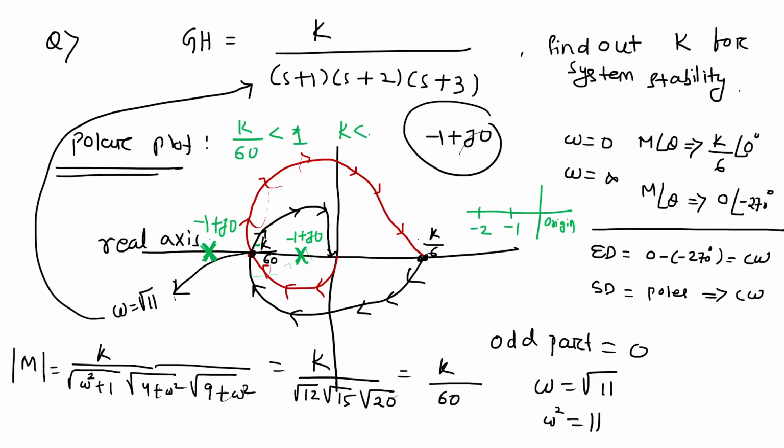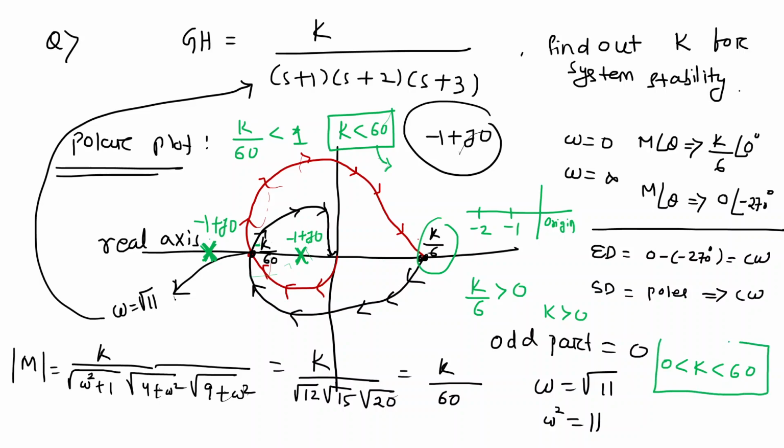So it means the K value should be less than 60. Okay. So this is the one range you got, K less than 60. The other range is what? This K by 60 should be greater than 0. It means K should be greater than 0 and K should be less than 60. So the range of K should be 0 to 60. This is the range of system stability. If your K value lies from 0 to 60, then the system is stable. Then tell me at which value of K the system is marginally stable.